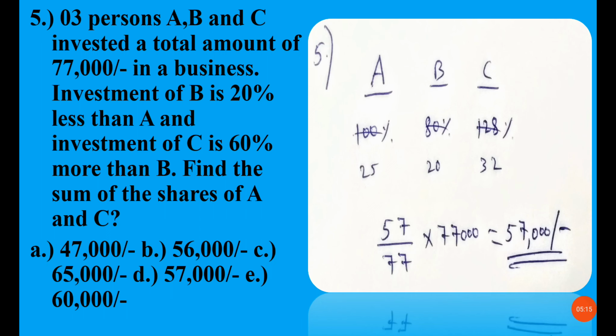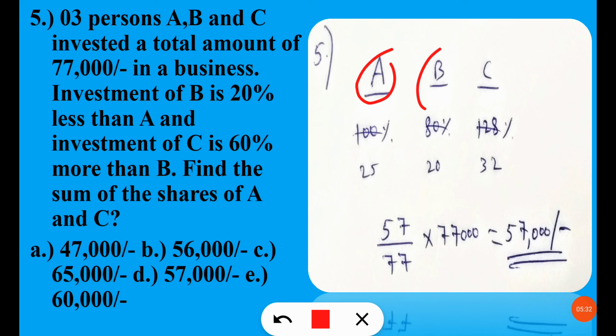Moving to the last and final question, the fifth one. 3 persons A, B and C invested a total amount of 77,000 in a business. Investment of B is 20% less than A, and investment of C is 60% more than B. Find the sum of shares of A and C.